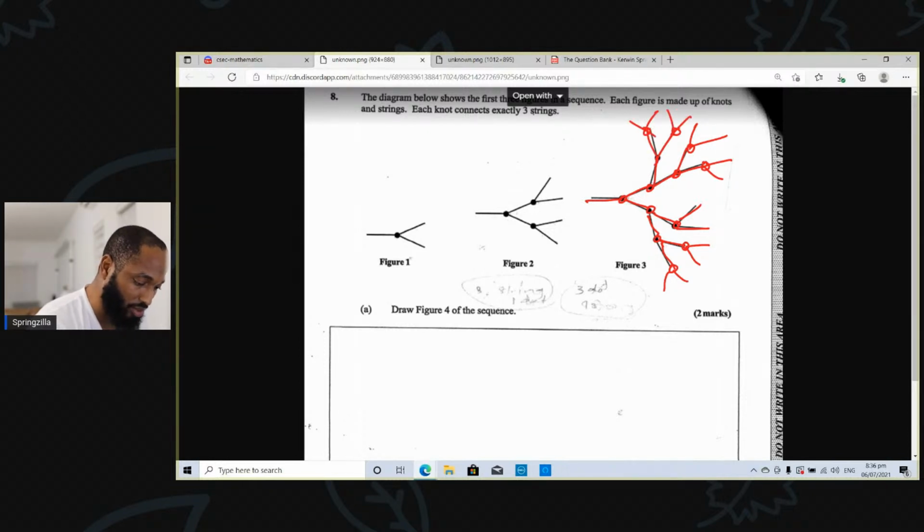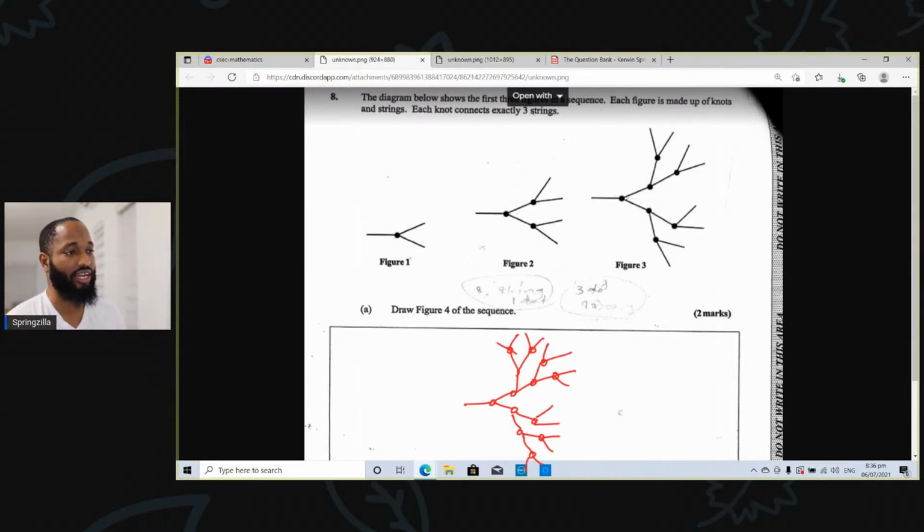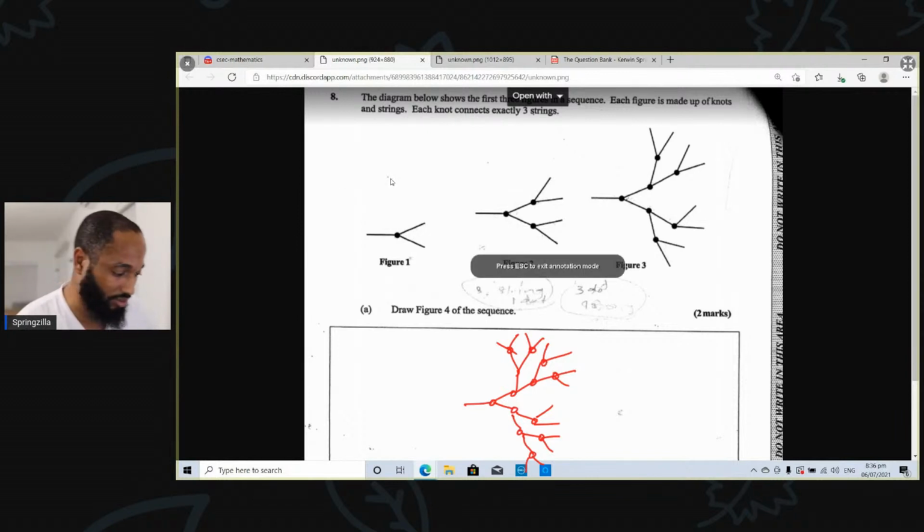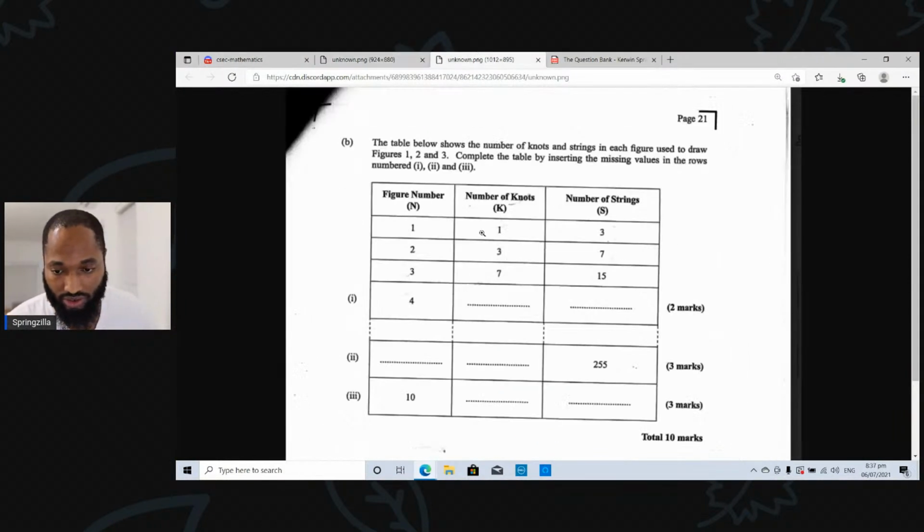What we used to do back in the days is actually trace. So you're supposed to get a figure like that in the box. You used to actually take a paper and trace on top of it and then paste it back in. So that is that. The next part of this question is where we want to really spend some time.